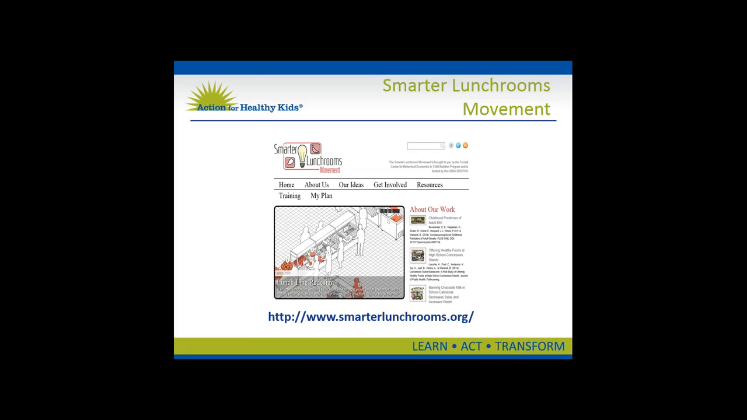The Research Center works to identify and develop practical, evidence-based strategies to shape school environments. Research is showing that lunchrooms can be rearranged to nudge students to make healthier choices. We'll share the link to Smarter Lunchrooms in the follow-up materials. In 2014, the HealthierUS School Challenge was renamed the HealthierUS School Challenge Smarter Lunchrooms to incorporate the Smarter Lunchrooms component.